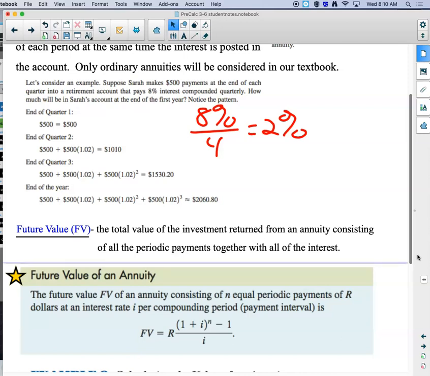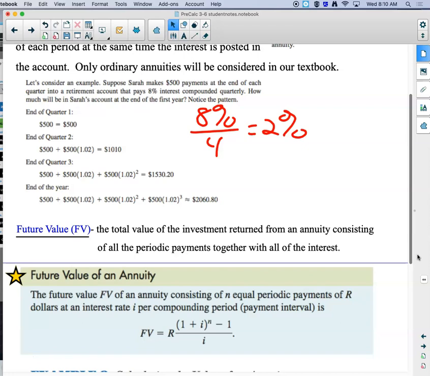They'll usually take money either monthly or at the end of the quarter out of your paycheck to put into those retirement accounts. Now, future value, this is what you'd want to know if you're making plans for your retirement. The total value of the investment returned from an annuity consisting of all the periodic payments together with all of the interest.